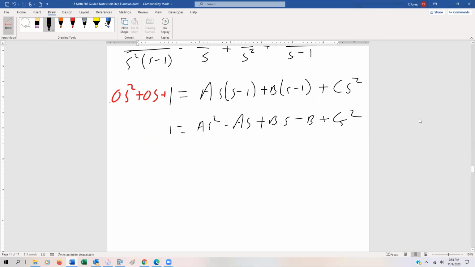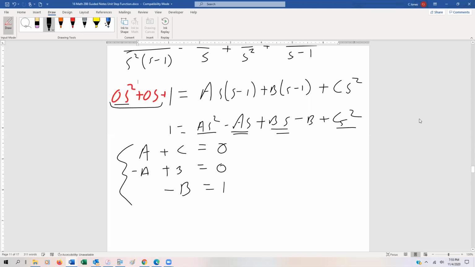So again, thinking that we have s squared and s, our system for this is going to be that a plus c is going to be equal to 0. All right, so the s squared and the s squared is going to be equal to the s squared. Then we have a negative a and a positive b is also going to be equal to 0. And then finally, we have negative b is equal to 1.